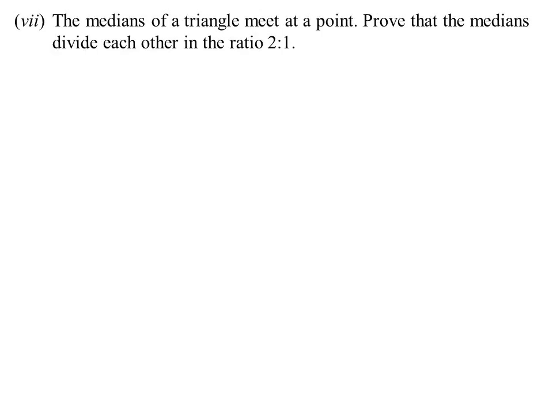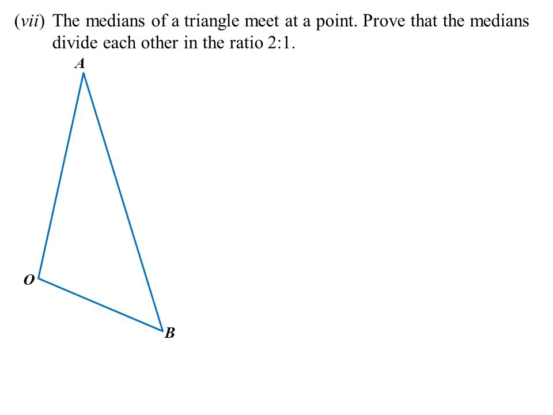Medians of a triangle meet at a point. Prove that they divide each other in the ratio 2 to 1. Well, I'll just draw up a triangle. I'll make this O, so I'm thinking of it as the origin, because I'm going to use vectors, and I'll just call the other two A, B. That means OA, I'll just be the vector A. There's my position vector. And OB will be B.